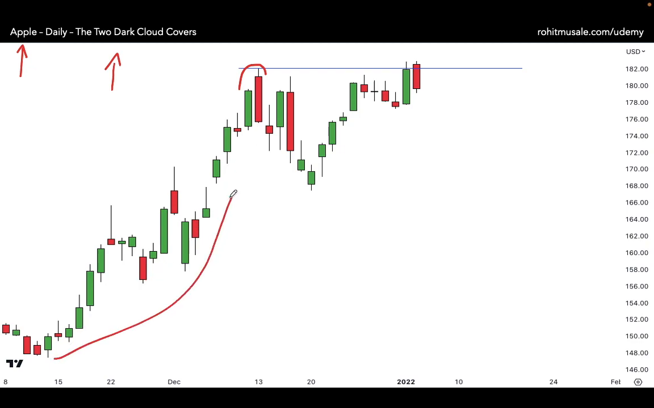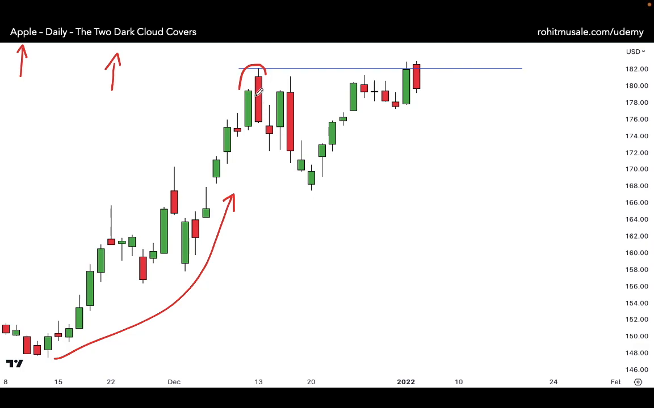It comes after an uptrend. It's a two candle pattern. The second candle is red. The first candle is green. The second candle opening price should be above the high price of the prior green candle, and the second candle closing price should be below the midpoint of the real body of the prior green candle.